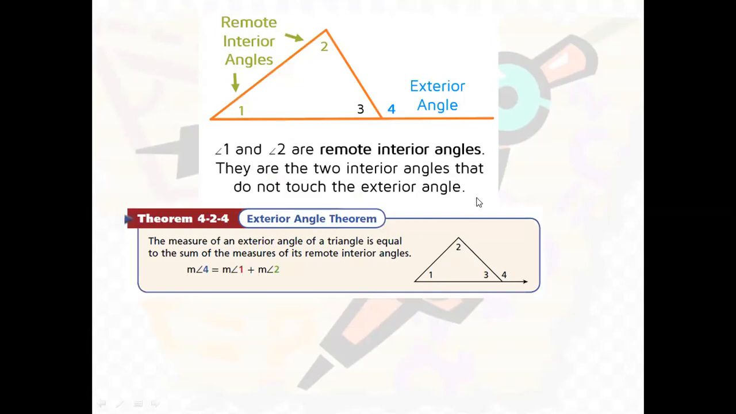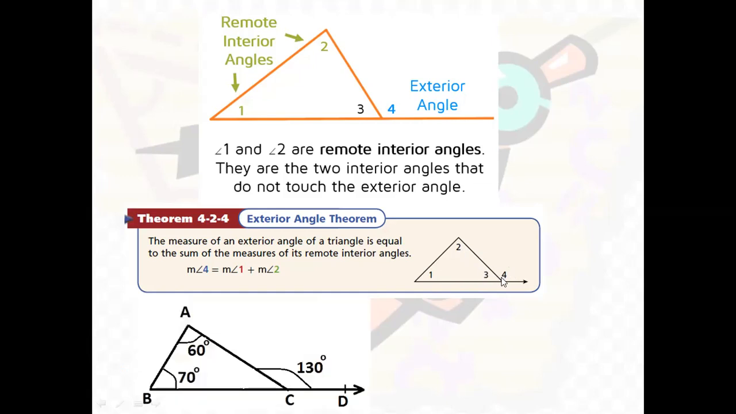Based on this is the exterior angle theorem. What does this theorem say? It says that if you want to find the value of the exterior angle, for example angle 4, you can add up angles 1 and 2, which are the remote interior angles, and you will find the value of the exterior angle. I'll repeat again. If you add angles 1 and 2, the remote interior angles for angle 4, you will get the measure of angle 4.